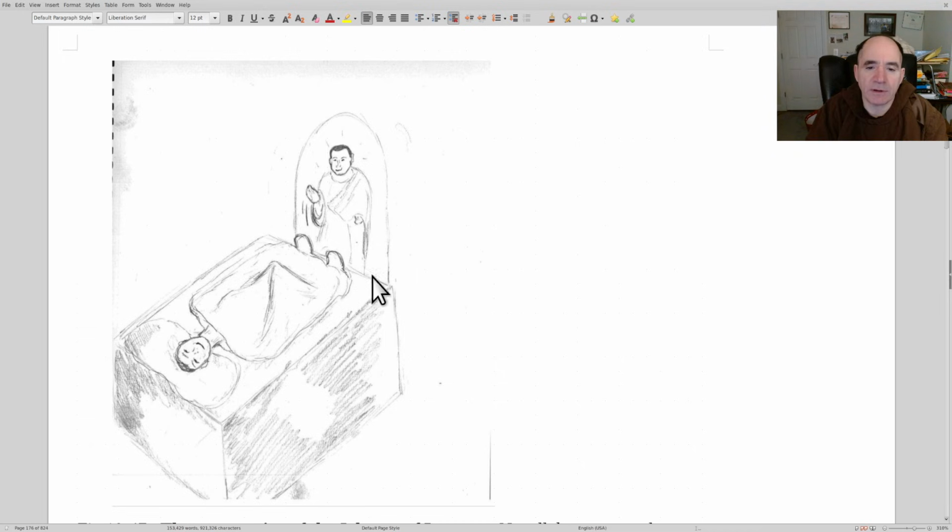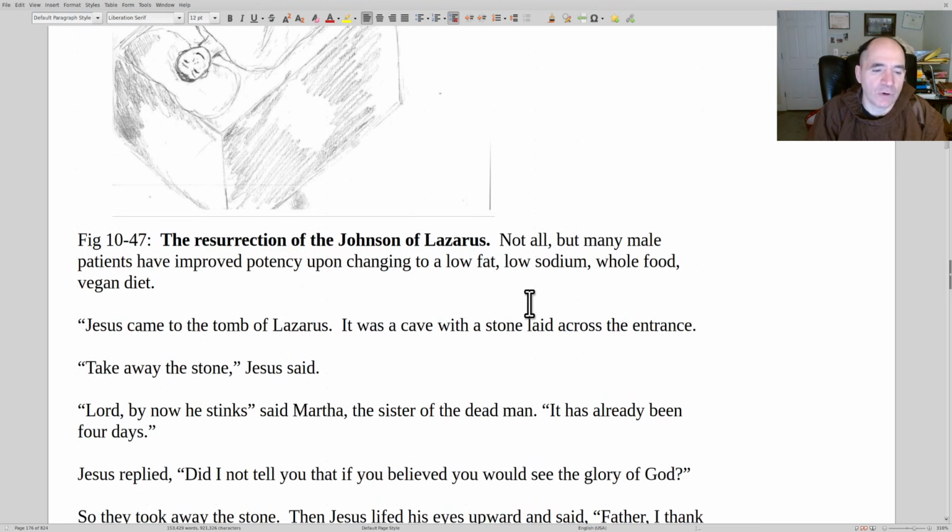Okay, now this, I was just having a little fun with this. So there's a story in the Gospels, Matthew, Mark, Luke, and John, about Lazarus being restored to life after he was dead. And a lot of vegan patients notice that Johnson starts working better when they go low-fat vegan. Because if both the arteries down there, like the pudendal arteries, are occluded, you're going to have a non-functional Johnson. But if they were just narrowed by atherosclerosis but not occluded, they might improve significantly when a person goes low-fat vegan.